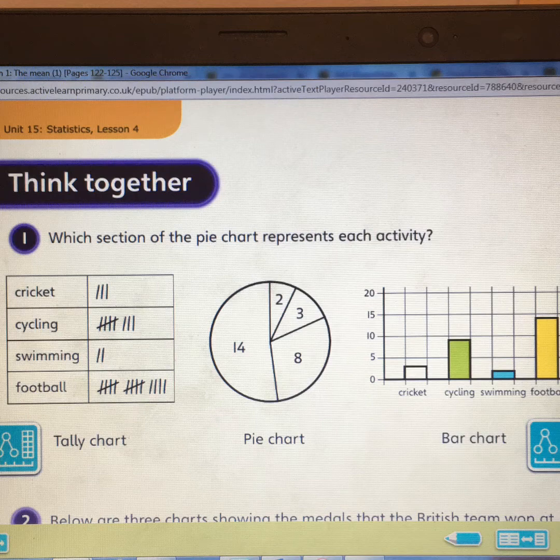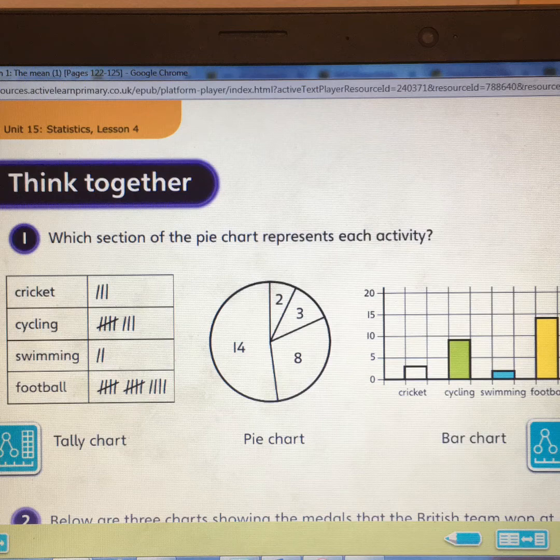Well, hopefully you found this nice and easy, partly because the pie chart has got the correct numbers in it for you. Now, pie charts don't always have the numbers in, which makes it a little bit trickier, but for this one, it's put the numbers in of the amount of people that voted for that sport, so it's made it quite easy.